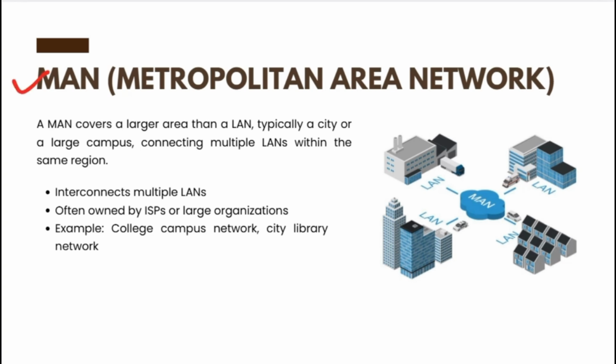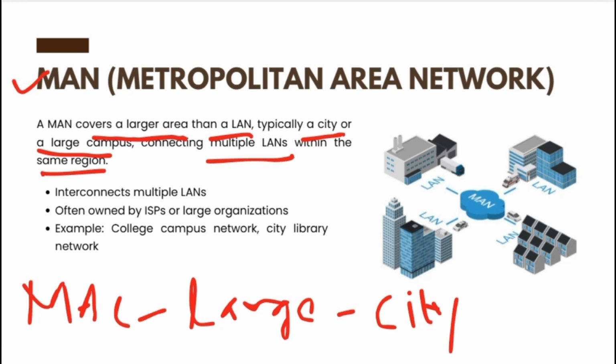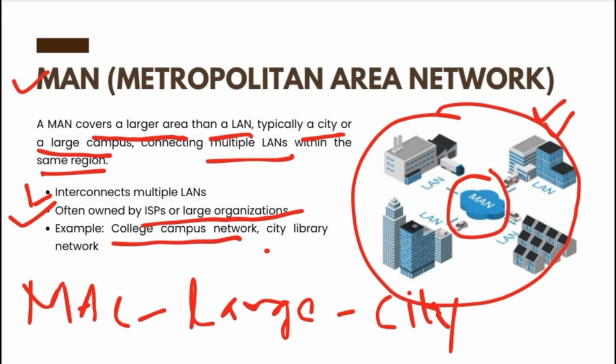Next we have MAN, Metropolitan Area Network. A MAN covers a larger area than a LAN, typically a city or larger campus, connecting multiple LANs within the same region. MAN covers a larger area, like a city, and it can connect multiple LANs. As you can see in this image, there are 4 LANs here which are connected to a MAN. So it interconnects multiple LANs, often owned by ISPs and larger organizations. So big organizations or ISP providers use MANs. For example, college campus networks and city library networks.